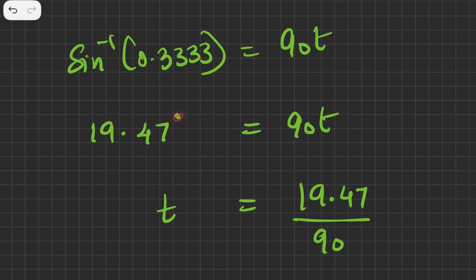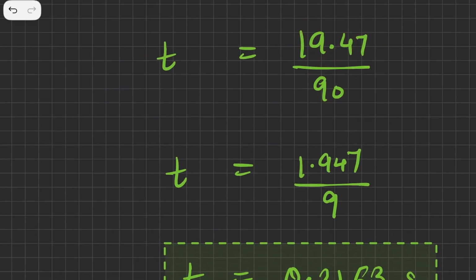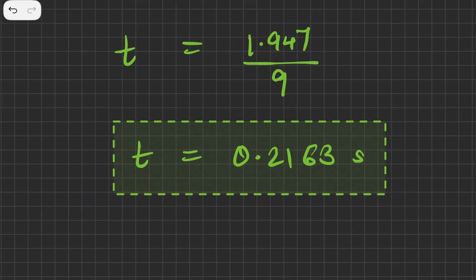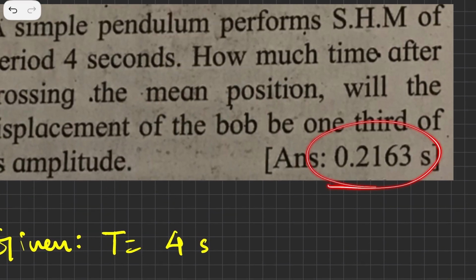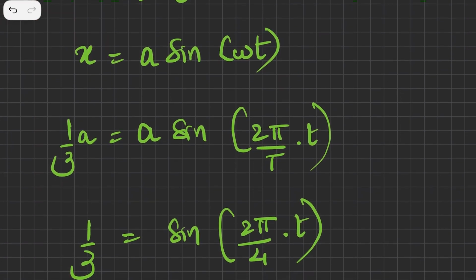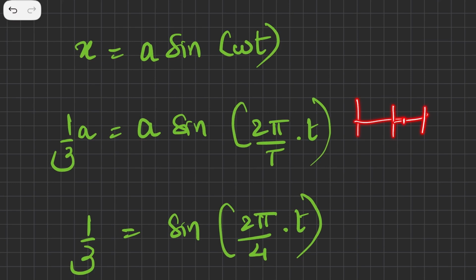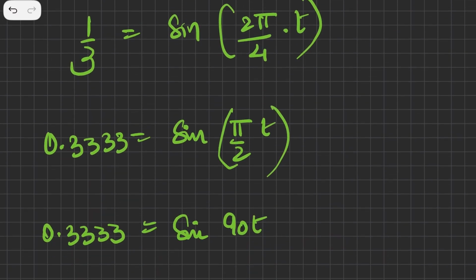Now mind you, this is in degrees, this is also in degrees. Now I can take this 90 on the other side, so it will become 19.47 divided by 90. I get a division by 90, so the point will be shifting ahead. If I shift the denominator to the left side, the numerator will also shift to the left side. Then 9 1s are 9, 0.2, 1s are 6s are 3s are, and I'll get 0.2163 seconds. This is what the printed answer is also saying, 0.2163. So it will take only 0.2163 seconds to reach from the mean position to 1/3 of its amplitude. So this is what the time is.